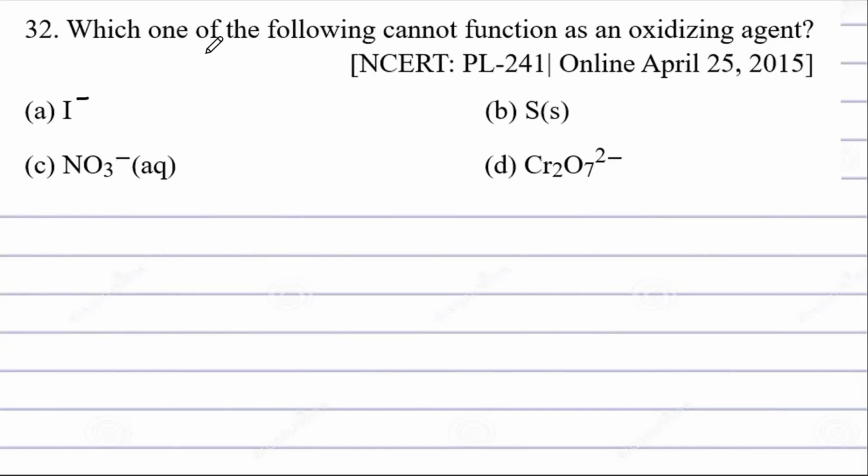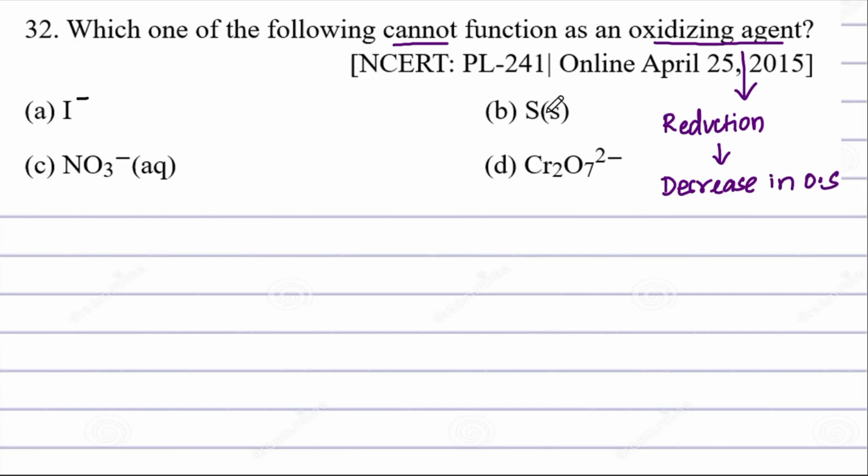The next question is, which one of the following cannot function as an oxidizing agent? Again, oxidizing agent is given. An oxidizing agent should undergo reduction. And how will we define reduction? Reduction is seen by the decrease in oxidation state. So, when a species undergoes a decrease in oxidation state from the given oxidation state, it can act as an oxidizing agent. Let us see the first option, I minus. So, iodide ion is given. Here, iodine exhibits -1 oxidation state.